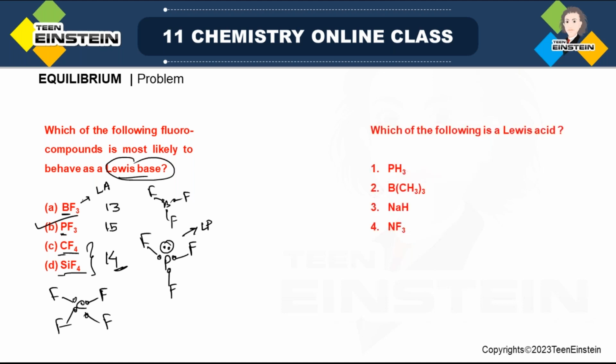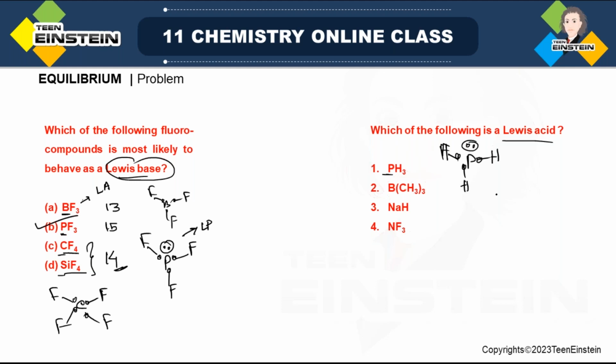Next question, which of the following is Lewis acid? PH3. Remember in PF3 what we have seen, that 3 electrons will be used up for bond formation with 3 hydrogen. 2 electrons extra. So why will it behave as Lewis acid?